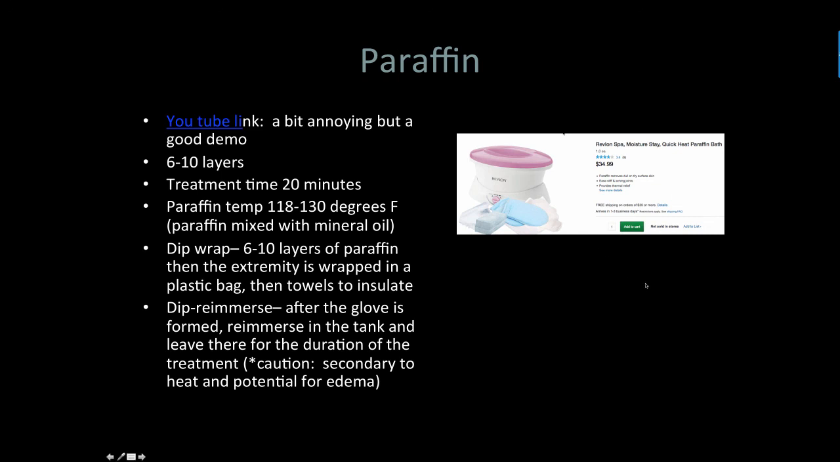Okay. So two common ways to apply the paraffin. One is to dip and wrap, and that's where you're going to dip your hand in, bring it out, let that paraffin solidify, and then dip it back in, and do that a few times so you get a bunch of layers of paraffin. Then you wrap it in a plastic bag, maybe put one of these gloves on like what you see right here, and you sit and absorb the heat.